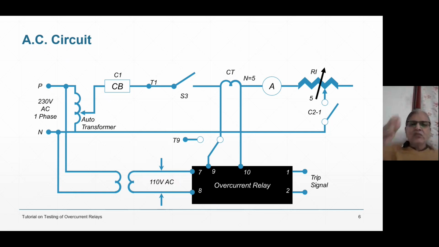I mean, this is just one case where I have shown n by 5. You can have a CT of 10 by 5 also. You can have a CT of 20 by 5 also. Then I have got one terminal T1 which I will wire on the panel. Right? This is the panel.